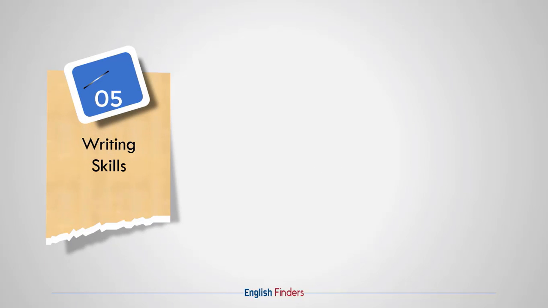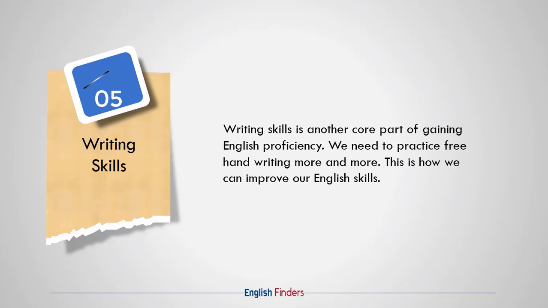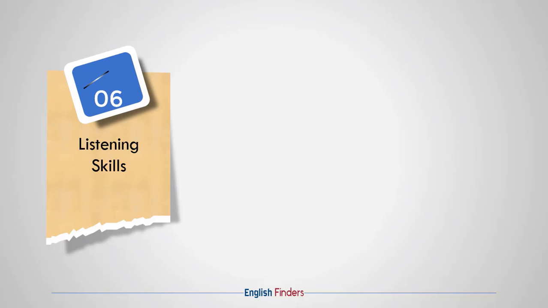Number 5. Writing skills. Writing skills is another core part of gaining English proficiency. We need to practice freehand writing more and more. This is how we can improve our English skills.